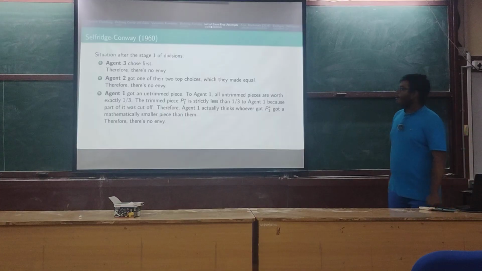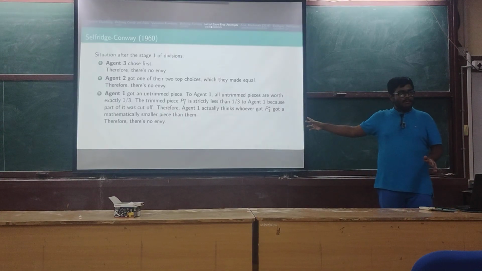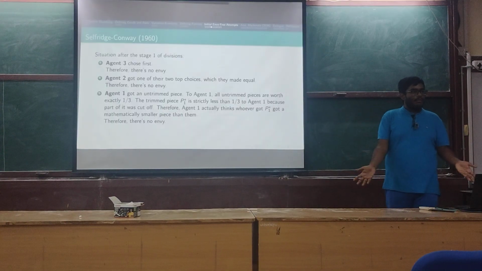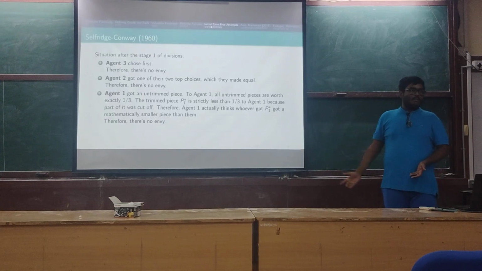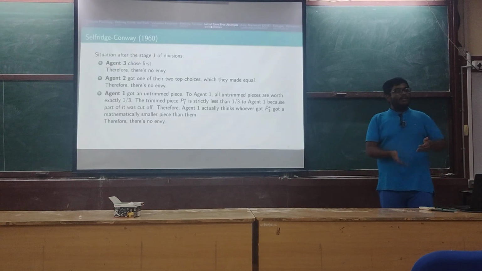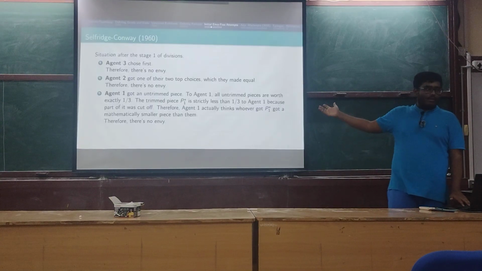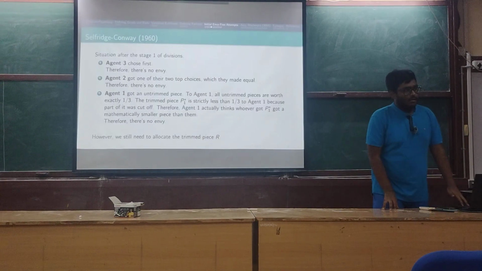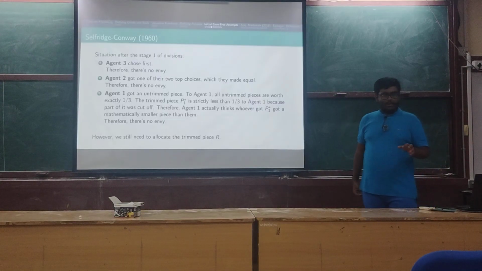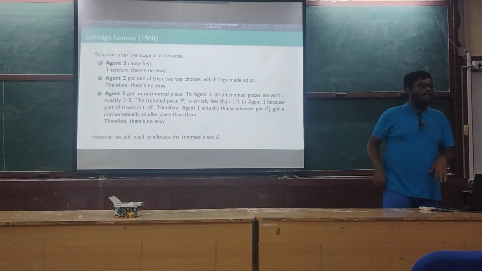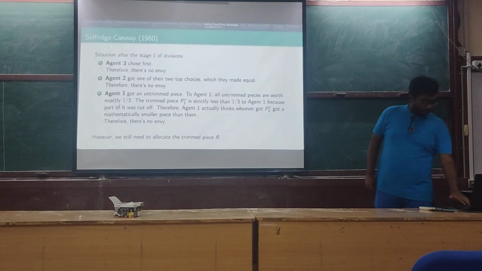And for agent 1, they just got an untrimmed piece, 1 by 3, already. That is what we assumed in the first step, so there is no issue. Everybody else just did trimming and all that, they don't really care. So they also are not envious. Now dividing up the trimmings is a bit more of a convoluted process, not too convoluted but slightly convoluted.